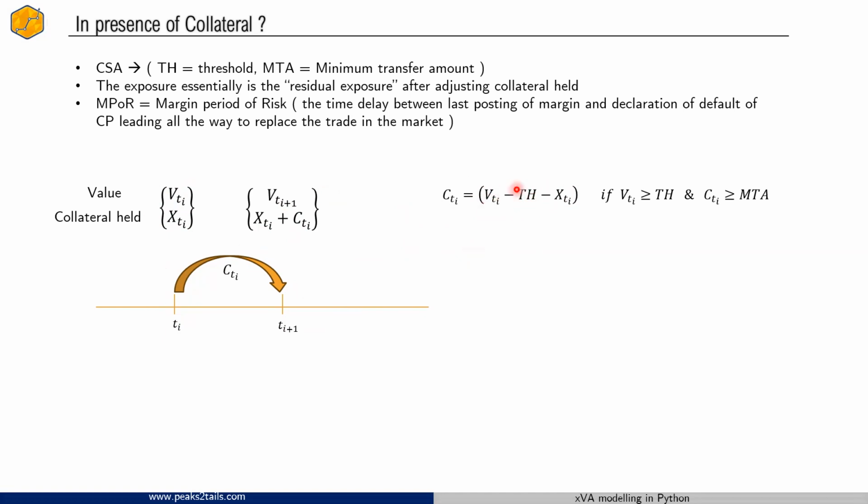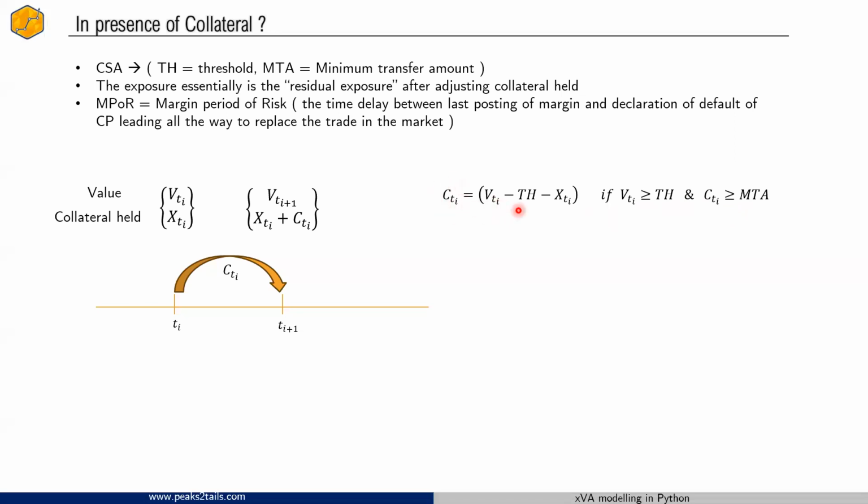This is the threshold. So you first subtract the threshold to see how much exposure is there above and beyond threshold, and is that sufficiently collateralized? If not, if there is some gap, then that becomes the additional collateral that you need to demand from the counterparty. Okay, this is the amount of collateral that needs to be transferred, provided your current value is higher than the threshold. If it is lower than threshold, don't even think about collateral, right? If the exposure is less than threshold, you are not worried at all.